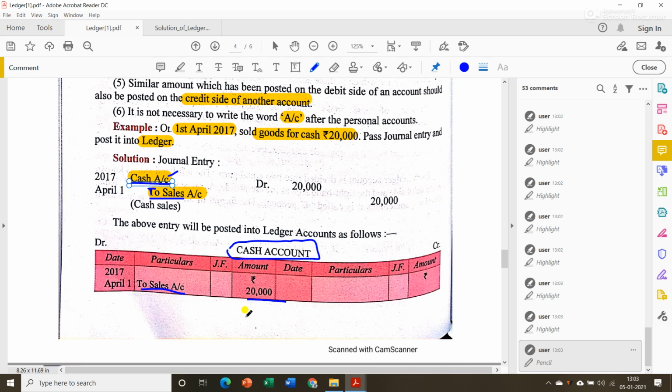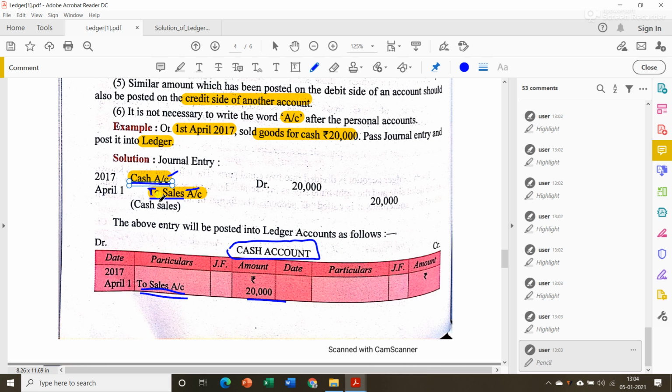Now let us see once again. Since we are preparing the cash account in the ledger, the other account that we have is sales account. We know that we have to write to on the debit side of the ledger and by on the credit side. So since we have sales account, we will write to sales account on the debit side, with amount 20,000 in the amount column. Finish.